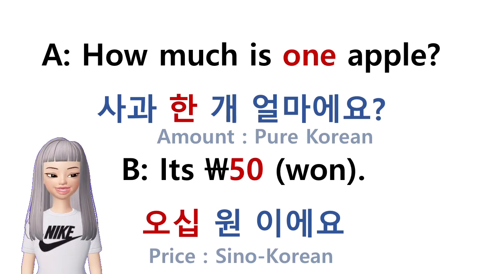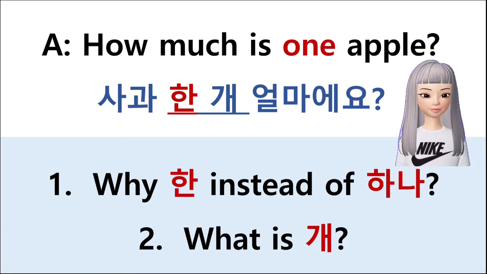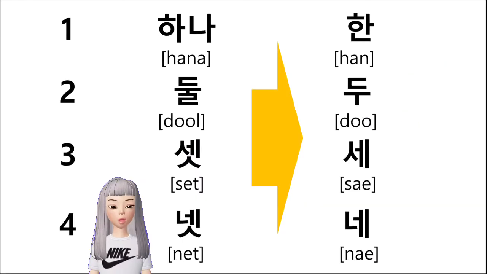And did you recognize that 한 here comes from 하나? But you might be confused about two things here. First thing, why is it 한 instead of 하나? Second thing, what is that 개 after 한? For pure Korean numbers, from 1 to 4, the format changes slightly unless you're just counting numbers. So, yes, it's just 1 to 4.